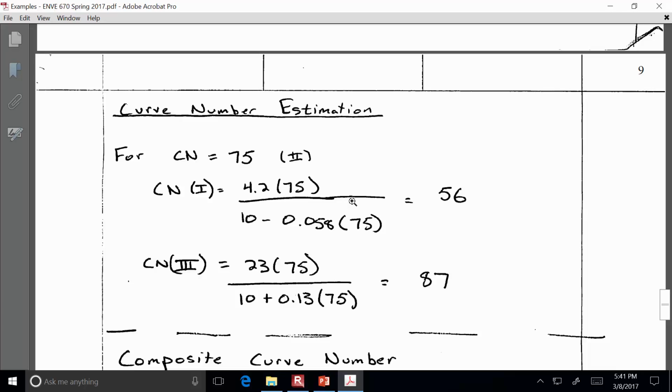You lost your Casio? It's an opportunity to buy a real calculator. Get yourself an HP. All right.